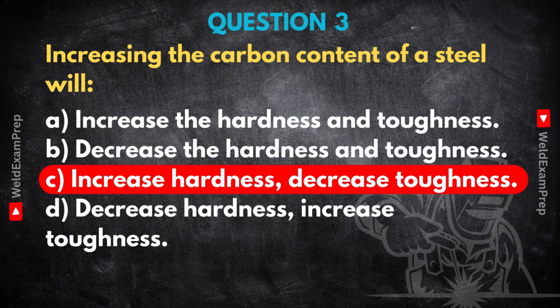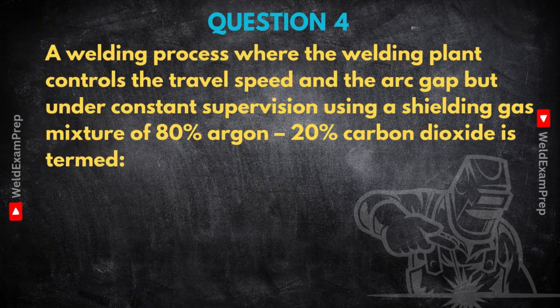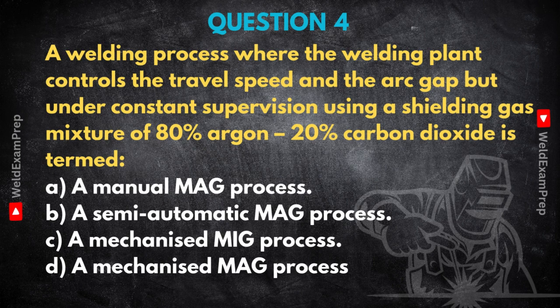Okay, let's pivot again. Process identification, a core skill for any inspector. This next question describes a specific setup and gives us a few clues. Question 4. A welding process where the welding plant controls the travel speed and the arc gap, but under constant supervision, using a shielding gas mixture of 80% argon, 20% carbon dioxide is termed: A, a manual MAG process. B, a semi-automatic MAG process. C, a mechanized MAG process. D, a mechanized MAG process.